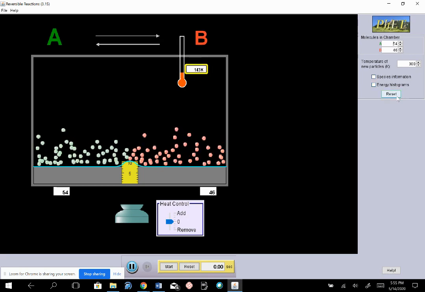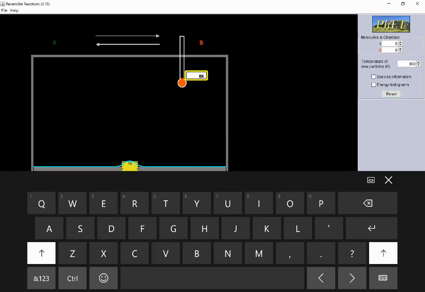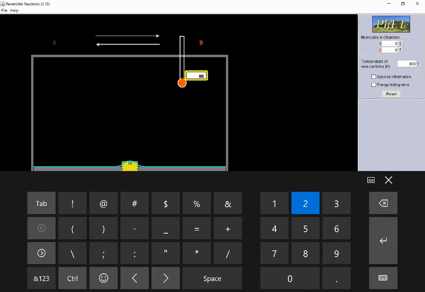Let's reset this and start off with, instead of 100, let's start off with 200 A molecules.